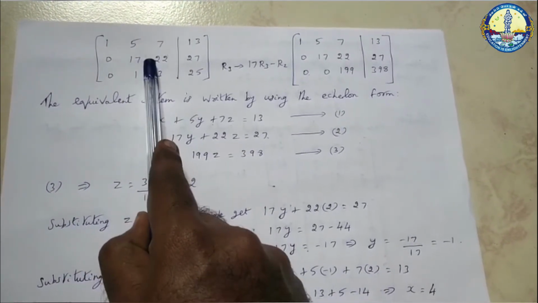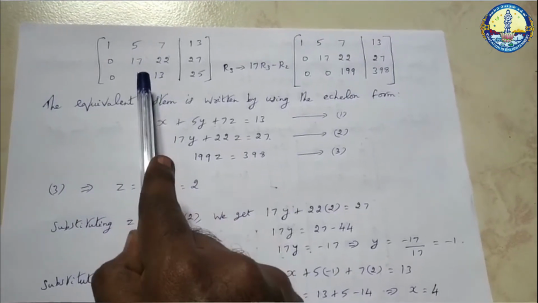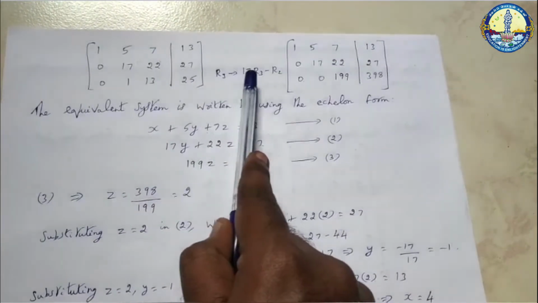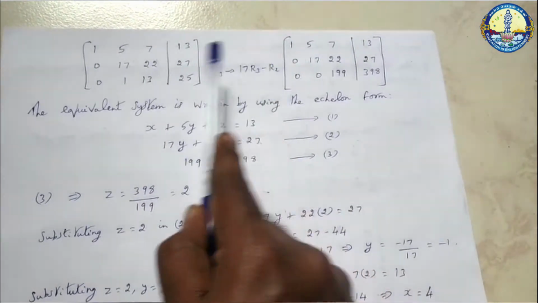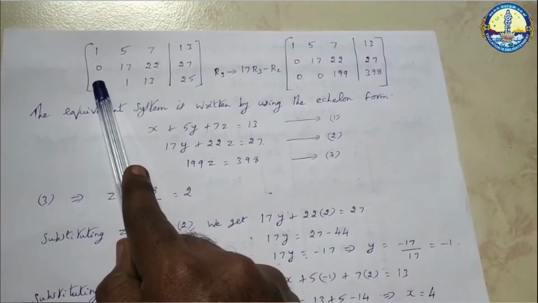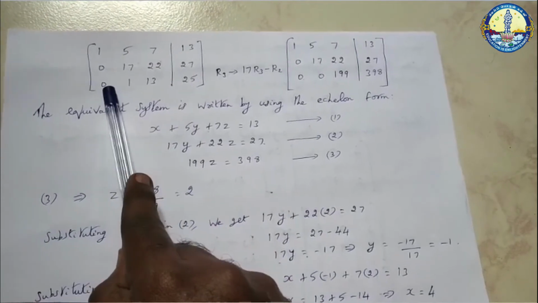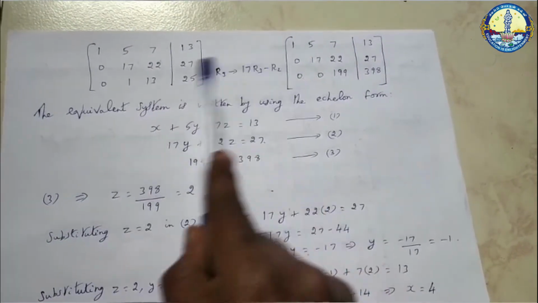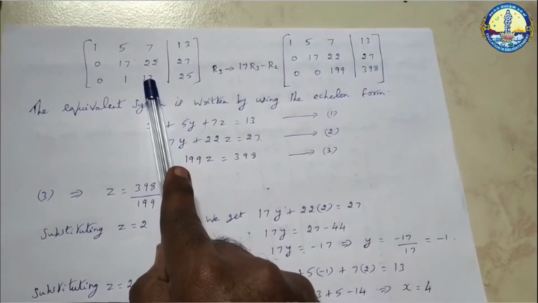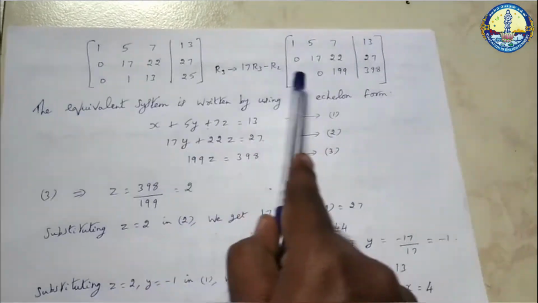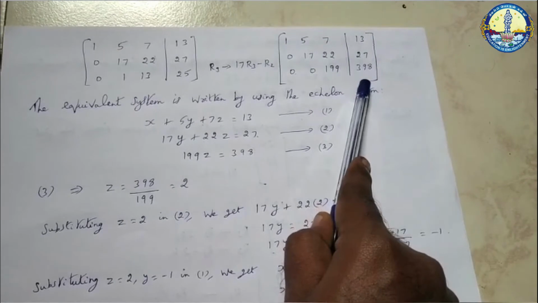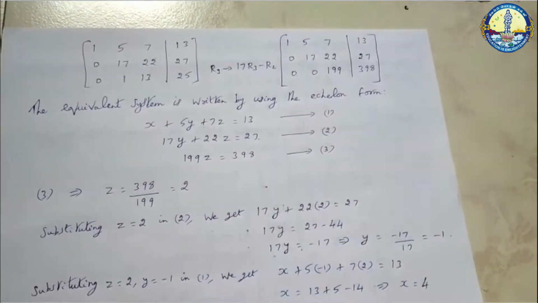Using R2: here 1 is there, here 17 is there. So multiply by 17 and subtract, it becomes 0. So the operation is R3 equals 17R3 minus R2. Write R1 as it is, R2 as it is, and R3: 17 minus 17 is 0, 0 minus 0 is 0, 1 into 17 minus 17 is 0. 13 into 17 minus 22 is 199. 25 into 17 minus 27 is 398. So this is the row echelon form.